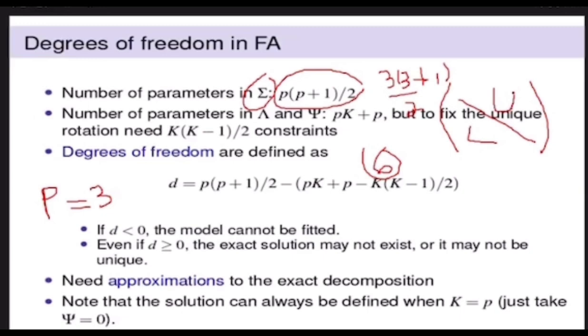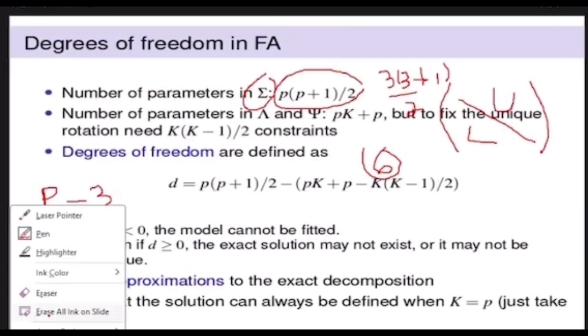Does that make sense? You only consider the numbers in the diagonal and either the lower part or the upper part, because the covariance of x1 and x2 is the same as the covariance of x2 and x1. That's what I mean. Now, that is the number of parameters there.